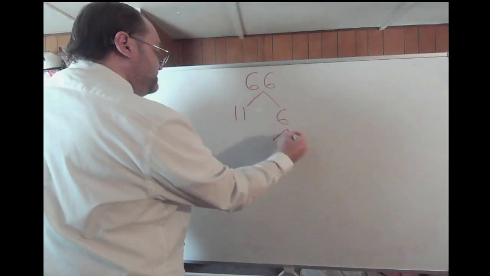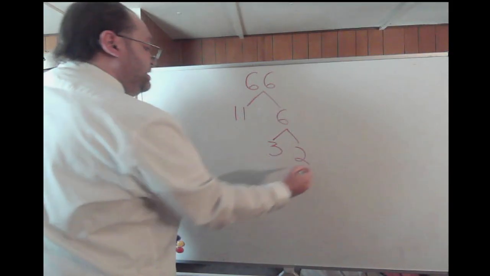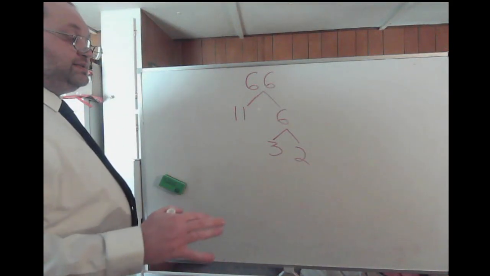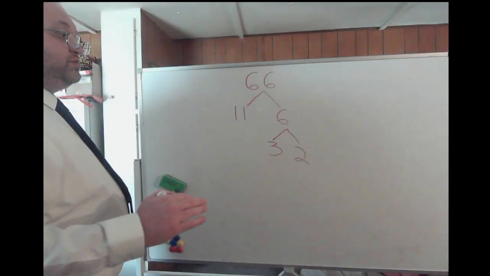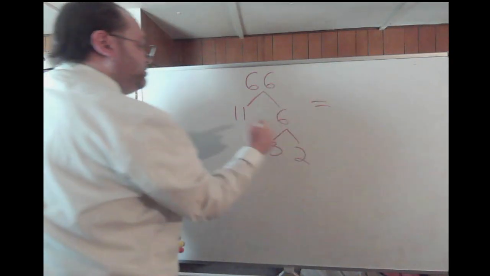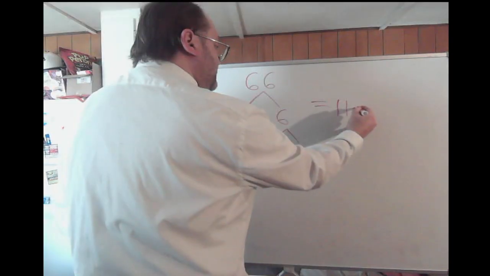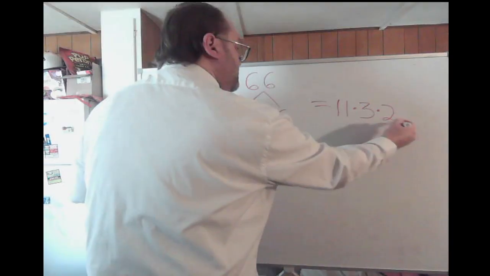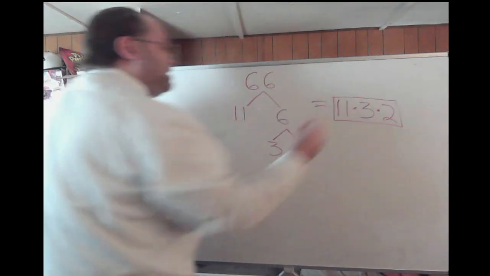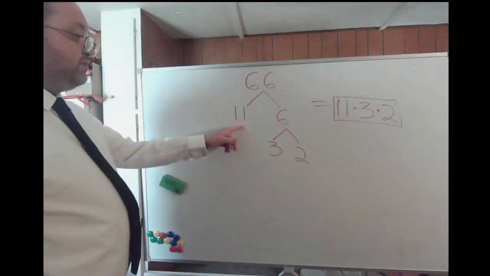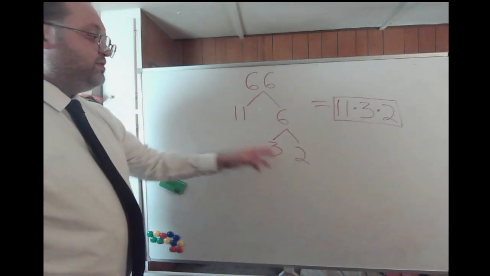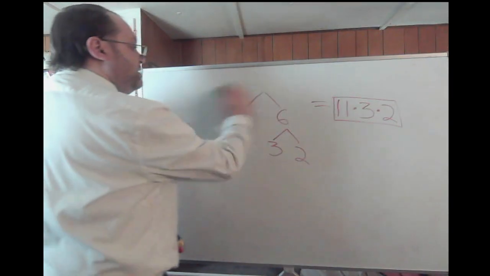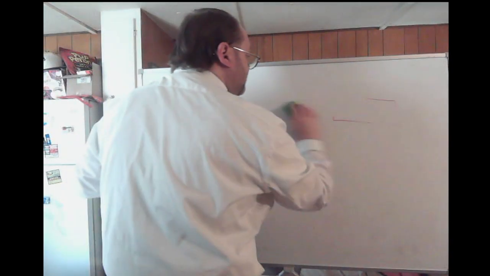Factors of 6 are 3 and 2. Now, can we go any further with the 3 or the 2? Can't go any further with either of them because they're both prime numbers. So your prime factorization is going to be equal to that 11, because that's a prime number, times that 3, that's a prime number, times 2. So your prime factorization is 11 times 3 times 2. Wherever you see the ends of the number tree that you can't factor any further, those are your prime factors. Okay? So yeah, 66, you'd have 11 times 3 times 2.